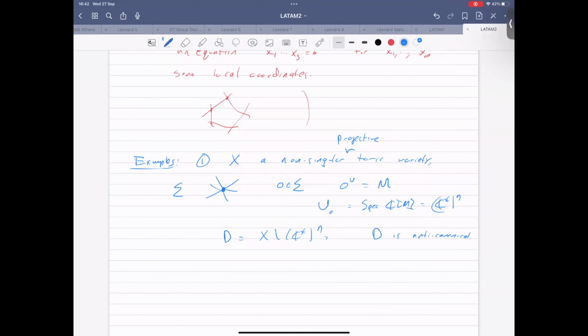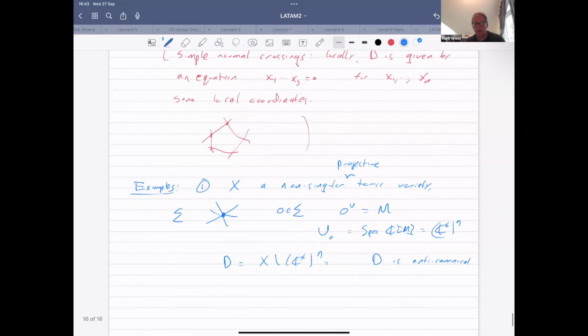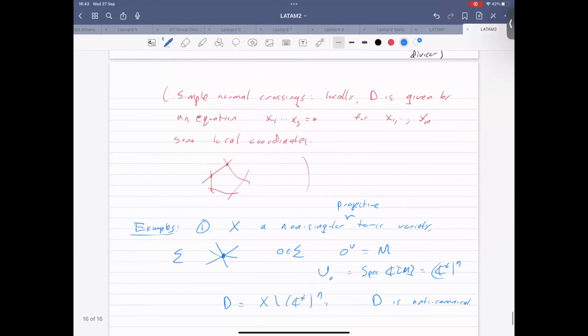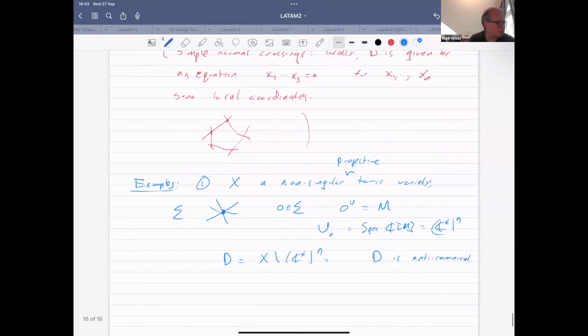Sorry, Mark, could I ask a quick question, please? Yeah. What aspect of the definition of a log Calabi-Yau reflects the maximally unipotent condition? So I haven't gotten to that point yet. Okay. Yeah. Thank you. Yeah. So give me a little bit of time.